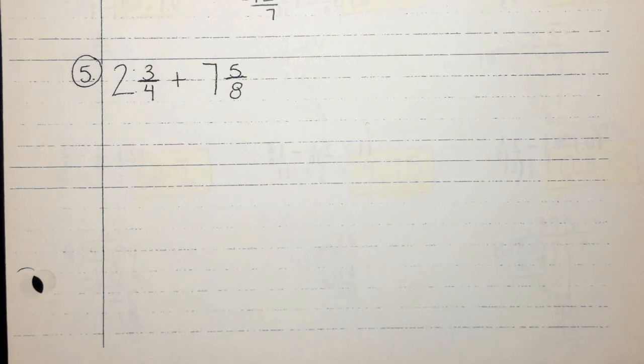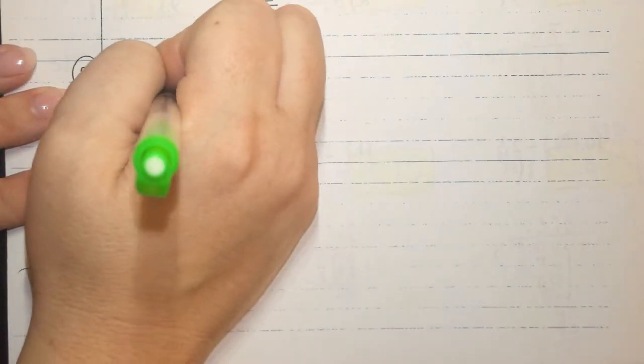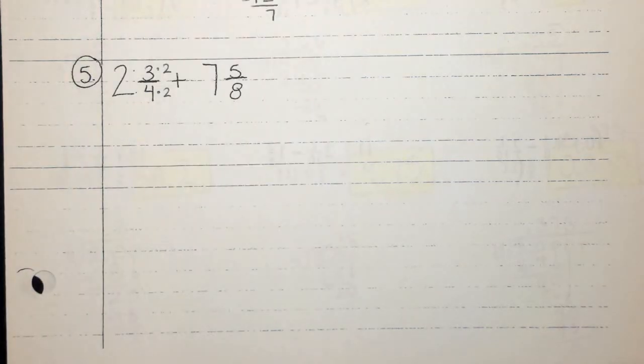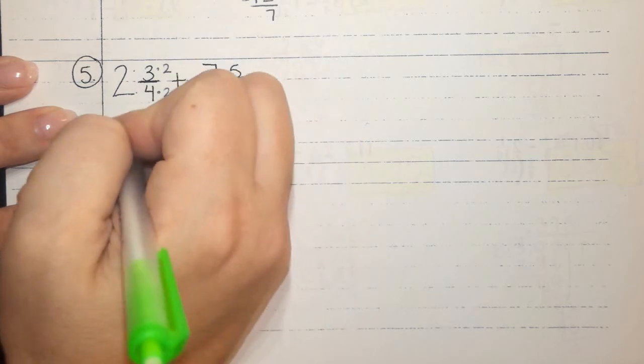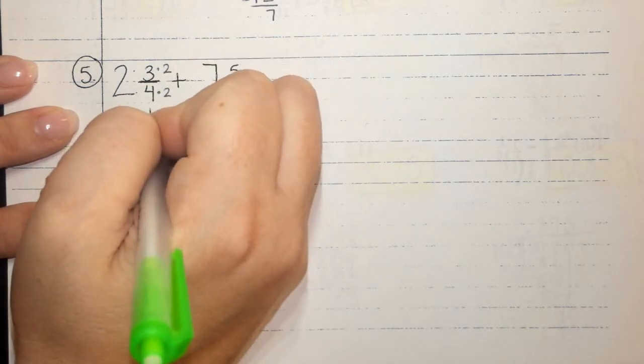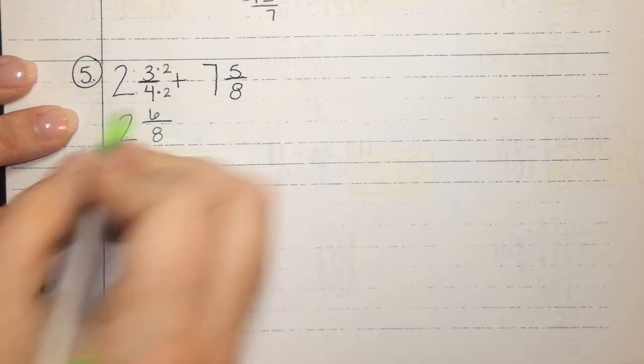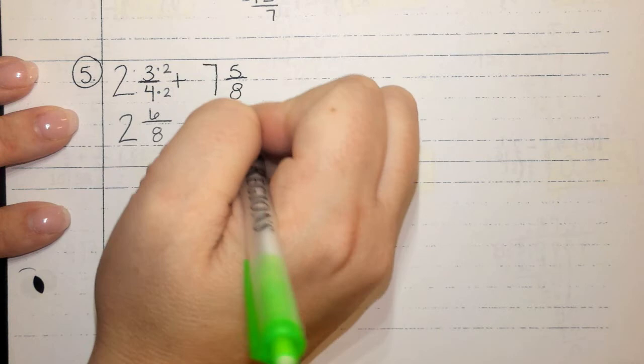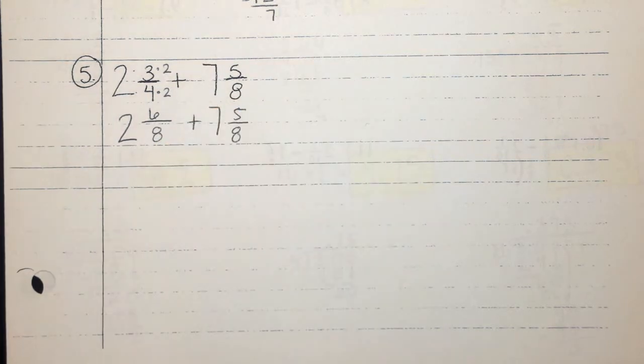For number 5, can I add those right now? No, they don't have the same denominator. What would be a good denominator for these, Kinsley? 8. So I'm going to multiply 4 times 2 and 3 times 2. If there's a way to just multiply one fraction, that's going to be the easiest method. So always check that small number, see if you can just multiply it. So 3 times 2 is 6. 4 times 2 is 8. Remember, your whole number you're not changing or doing anything to. Plus 7 and 5/8.